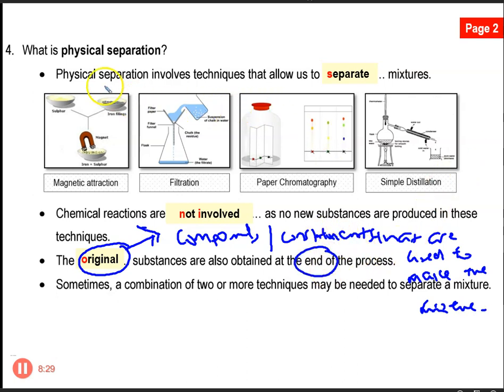So these are what we call the original substances that are obtained at the end of the process. So physical separation means something that you can see. It separates mixtures. Chemical reactions are not involved. And at the end of the physical separation, you will actually get the original substances. However, because some mixtures are a little bit complicated, you will require 2 or more physical separation techniques to separate a mixture. We will figure out what this means later on. If you would like to copy down your notes at any point of time, you are able to pause the video. If not, we will continue.